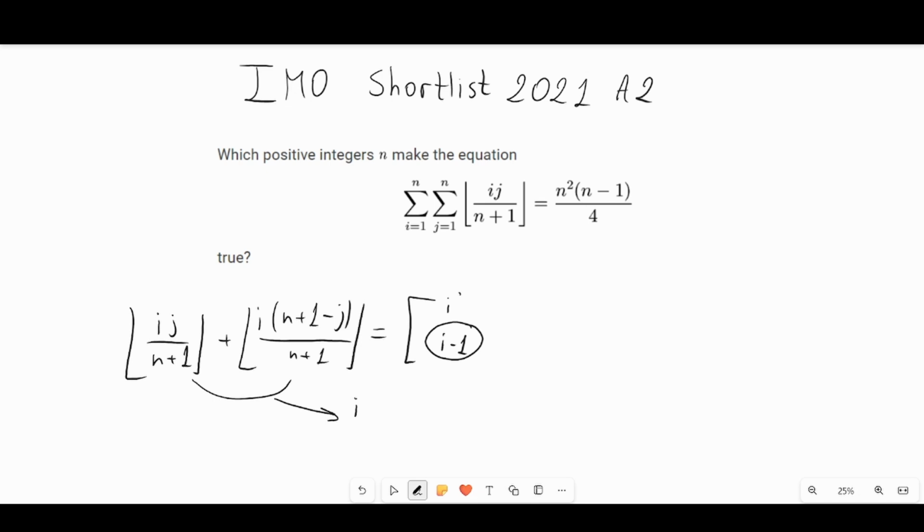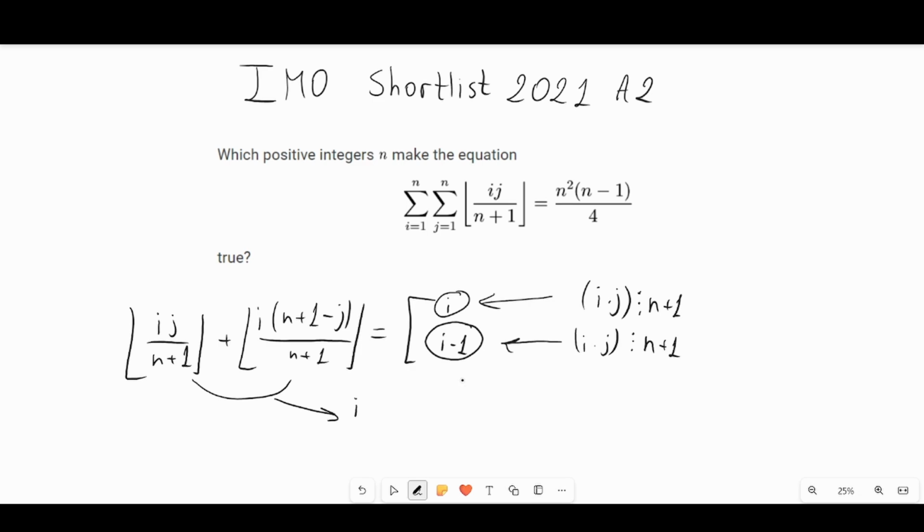And where can we get this i? If i times j is divisible by n plus 1, then this equals i. Or for all other cases, we get i minus 1 if i times j is not a multiple of n plus 1.